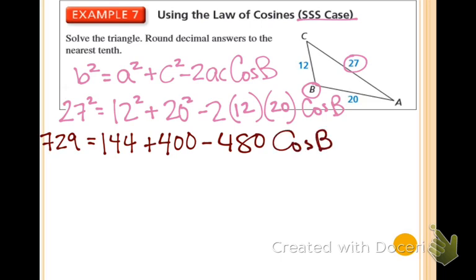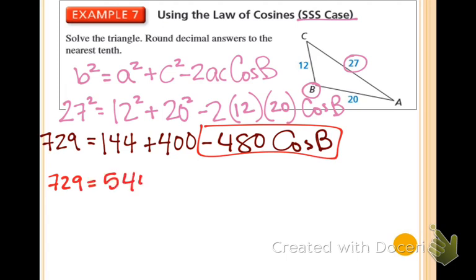So here is now our goal. We're trying to get B by itself. Do we all agree? We're trying to find angle B. In order to find angle B, we need to get cosine of B by itself. In order to get cosine B by itself, we have to get this whole piece by itself. So we need to move these two numbers to the other side. This is just algebra, because this is all being multiplied, and 144 and 400 are being added. All right, so what is 144 plus 400? 544.